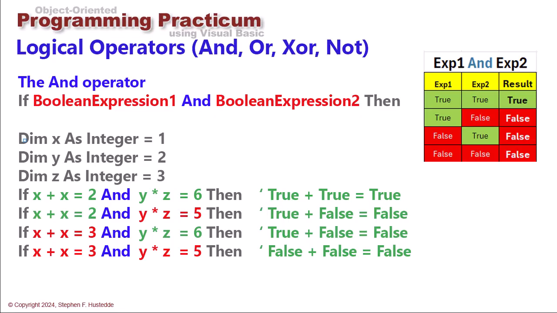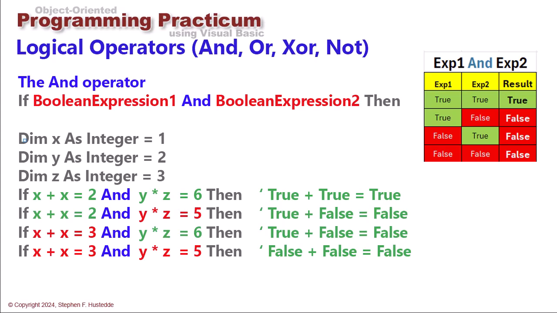We have four logical operators in Visual Basic. The AND, the OR, and the XOR are looking at two different expressions and evaluating those together. The NOT is reversing the truthfulness of an expression. Let's look at each of these a little bit more in depth.